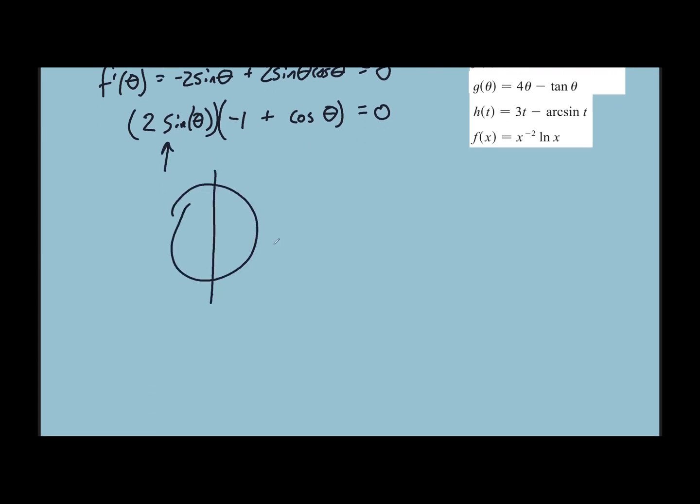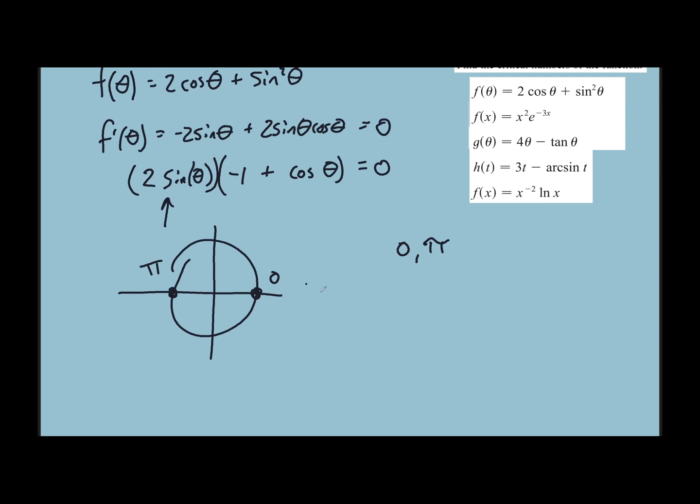Well, what values of sine are 0? Here's a circle. Sine is the y value. That's here and that's here. So that would be at 0 and pi. So far we know 0 and pi are critical numbers. And this one says negative 1 plus cosine of theta equals 0. So that means cosine of theta has to equal 1. Well, that would be cosine being an x value. That would be right here. And that only happens at 0. So these are going to be our only critical numbers of that function.